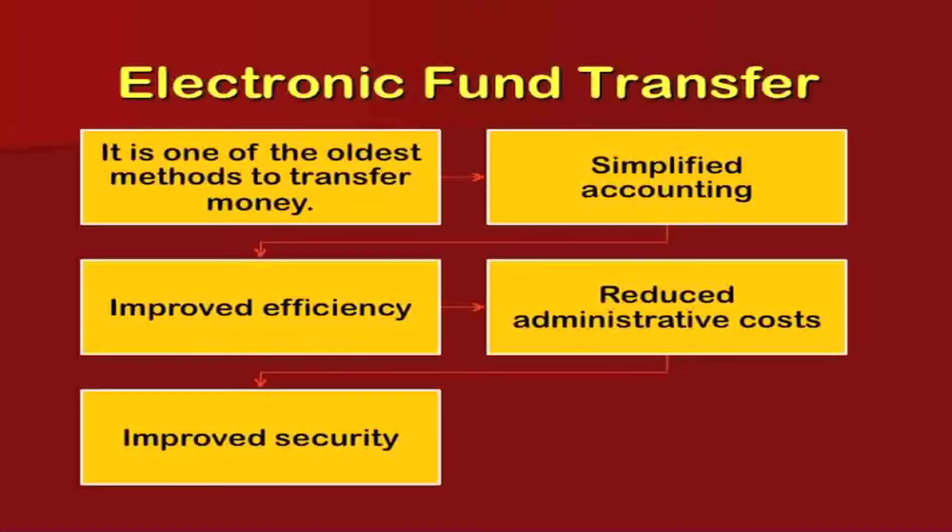Now, let us see what is the electronic fund transfer. It is one of the oldest methods to transfer money. It basically is a simplified accounting to improve efficiency. It reduces administrative cost and it improves the security. Now, when we talk about the electronic fund transfer, if it is secured, then obviously this is the safest and the most convenient way to settle your accounts, because this procedure would involve less time and less administrative costs. So, it is cheaper as compared to the physical transactions which are happening through the bank.